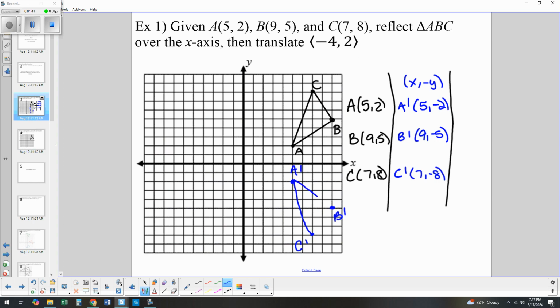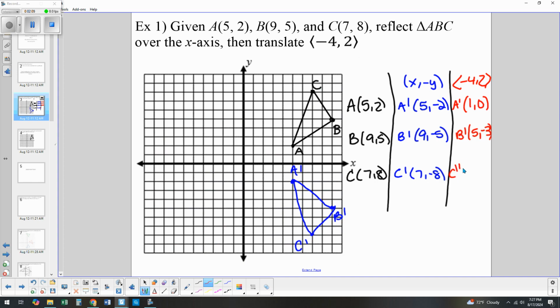So the second transformation has to happen to the new points now. These are now done to us. We're not going to use them at all. Now I'm going to use these points and transform them along the vector -4, 2. So that means to here, I'm going to subtract 4, and then I'm going to add 2. I'm going to subtract 4 from 9. I'm going to add 2 to -5.